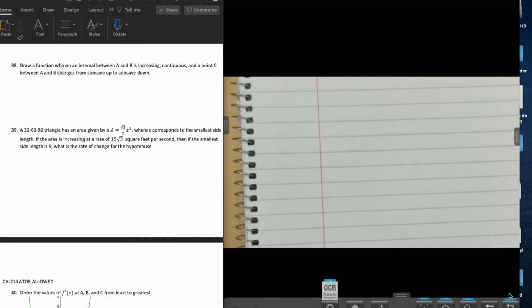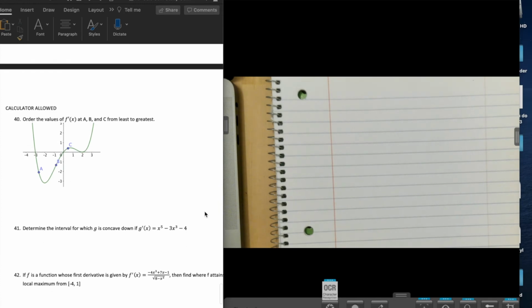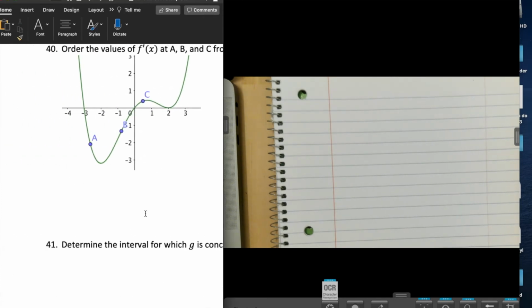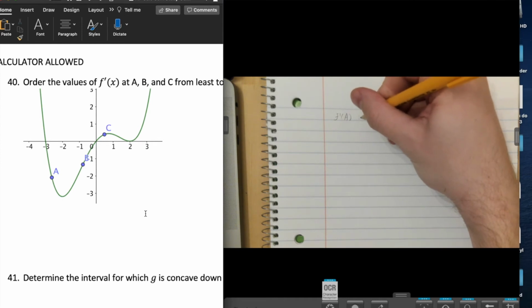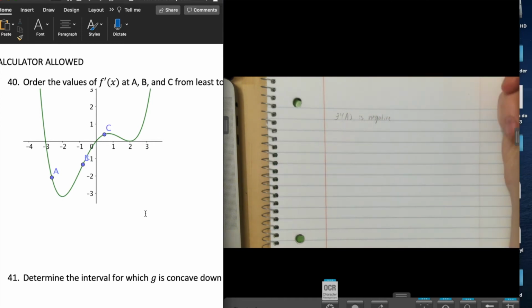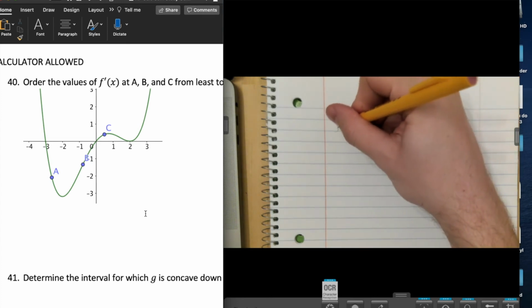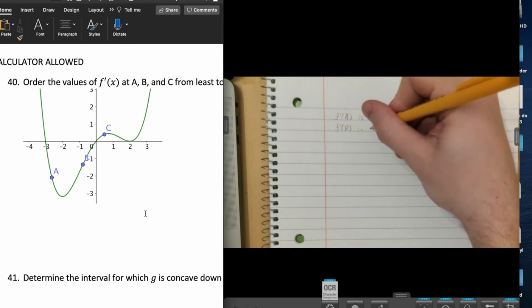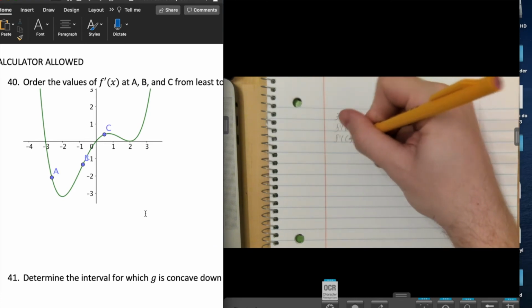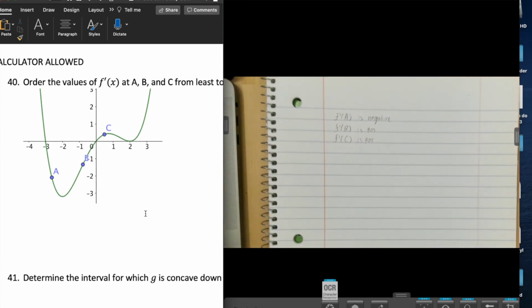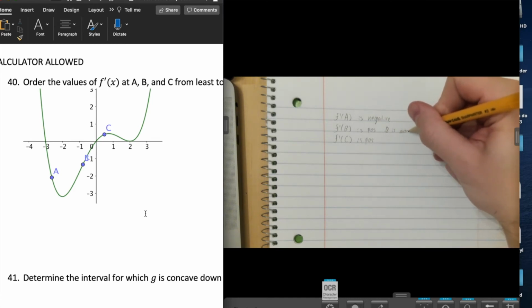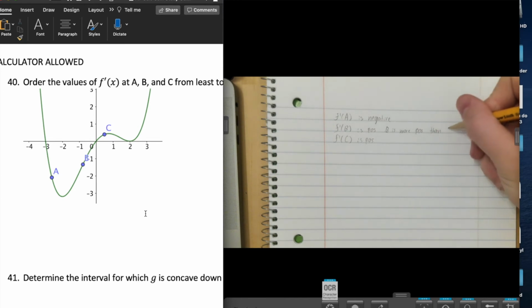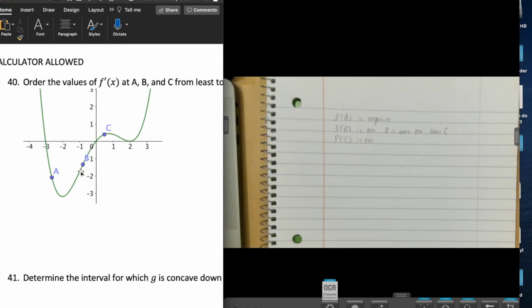So just a few more, and they are calculator allowed. So we're supposed to order the value of our derivatives from least to greatest. And I've shown you this problem before, but let's just say this. F prime of A is negative. So hopefully you can see that the tangent line would be negative. F prime of B is positive, and F prime of C is positive. But if we draw those tangent lines of B and C, we should be able to see that B is more positive than C. In other words, the tangent line for B looks something like this, and the tangent line of C looks something like that, so it's not going to be as positive.